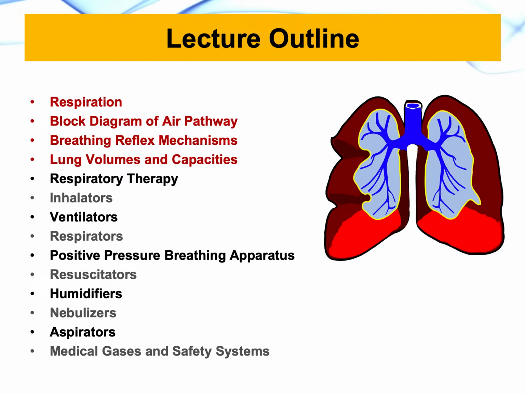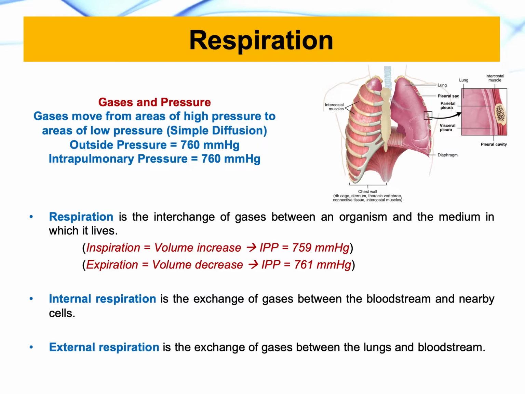So the first thing I would like to define is respiration. Respiration is determined by gases and pressures. Gas usually moves from areas of high pressure to areas of low pressure, and that is simple diffusion. If we look at the pressure outside the human body, it is 760 millimeters of mercury, and the intrapulmonary pressure is also 760 millimeters of mercury. What is intrapulmonary pressure?